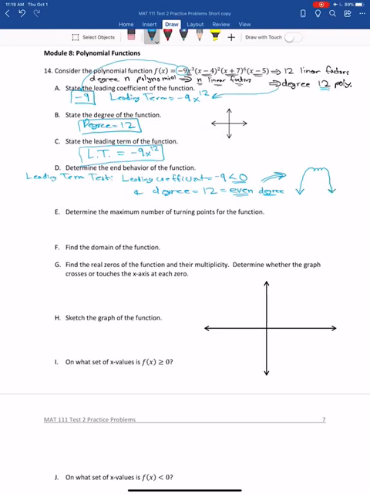Now, you'll notice in the middle, I'll put some squiggly marks. The leading term only tells us about the end behavior. It doesn't tell us what happens in between the ends, in the middle part of this graph. We could have some turning points, which we'll talk about a little later as we further analyze this graph. But that's our end behavior. So left and right tail go to negative infinity.